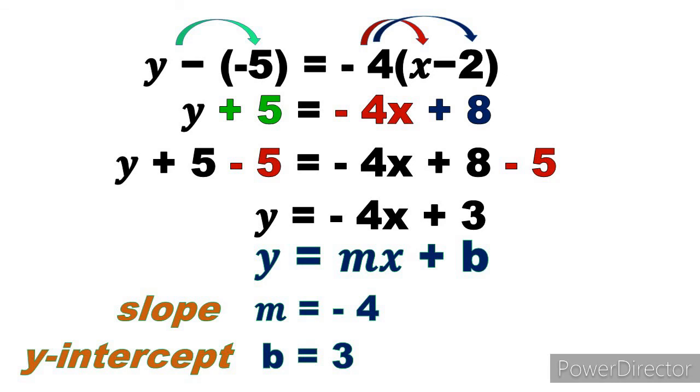And that is the slope form or the slope-intercept form, y equals mx plus b. So, again, identify natin yung slope. Ang slope natin is negative 4 and ang y-intercept natin ay 3.